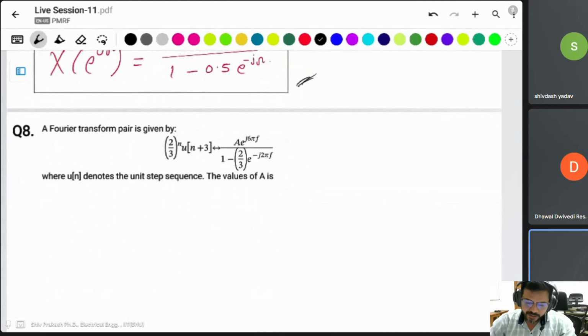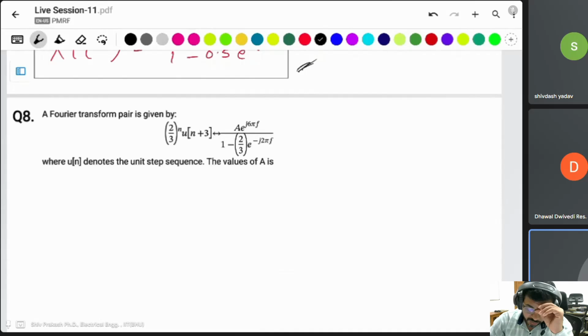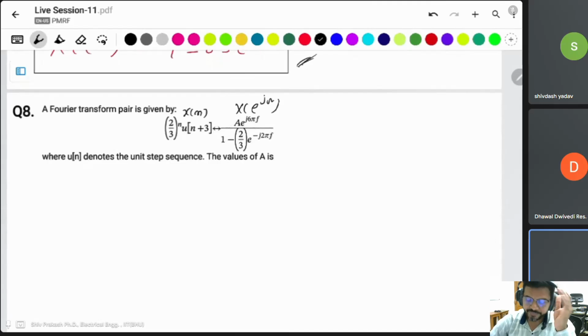Okay. The next question is: the Fourier transform pair is given. This is x[n], and this is the Fourier transform X(e^jω). Here u[n] denotes the unit step sequence. Then we are asked about the value of a, this a.